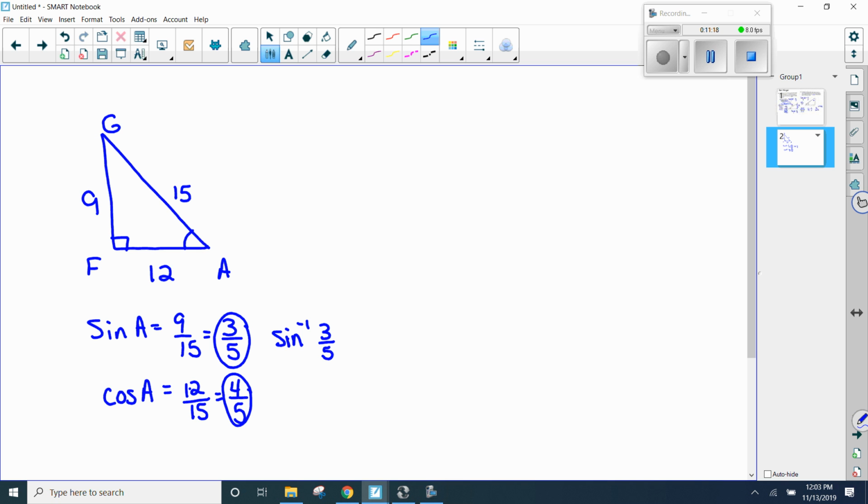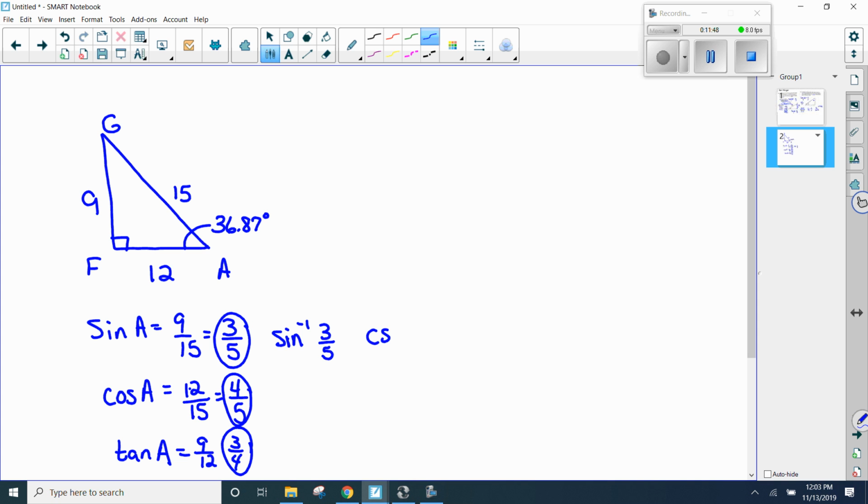(36.87 degrees). Yes, you could. So then you go to the tangent. What do you know about the tangent of angle A? Which is? Now after that, what do they ask you for?